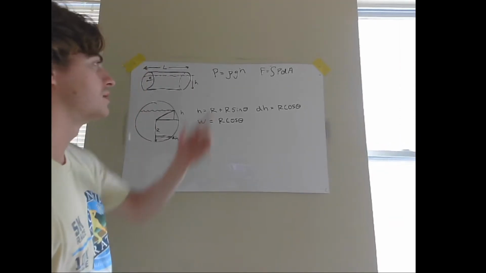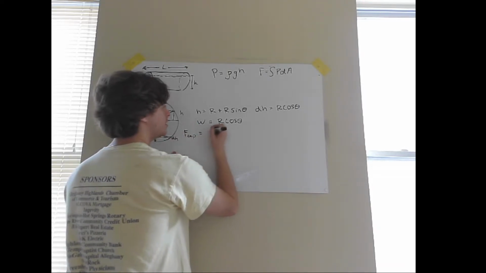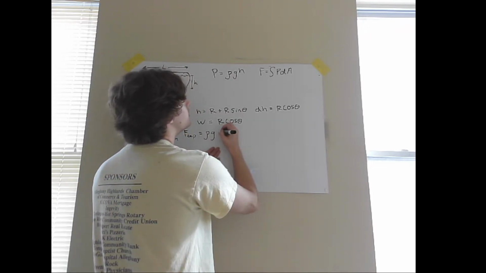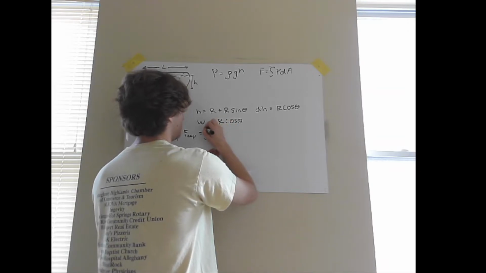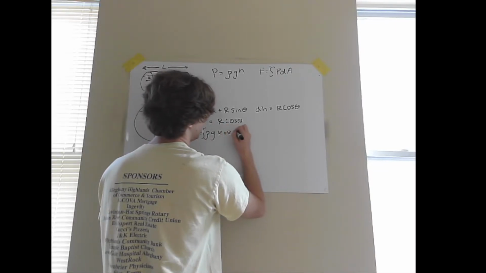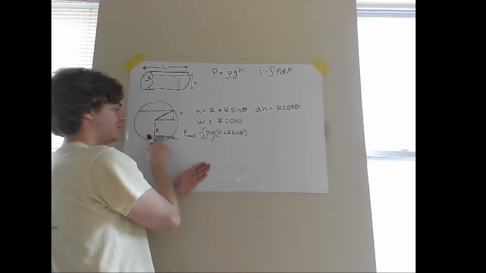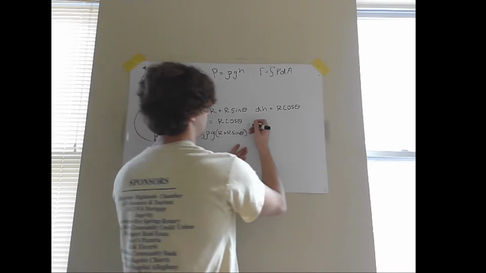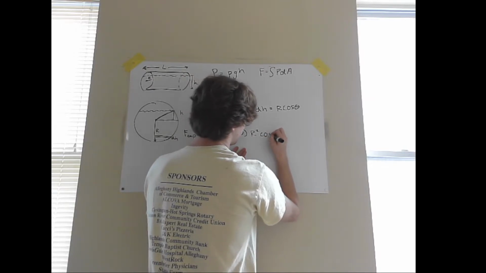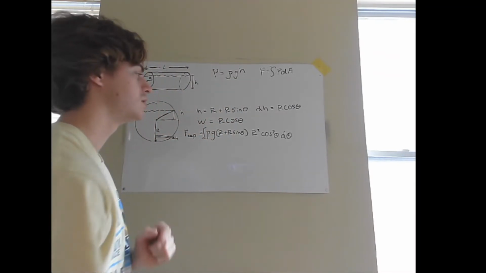Now from here, we can go ahead and substitute all of our values into this equation. So the force on the cap is going to be equal to rho g h, which is this equation here, r plus r sine of theta, times the area of this little sliver, which is just the width times dH. So r cosine times r cosine is just r squared cosine squared. And we're in polar coordinates, so we're differentiating with respect to theta.